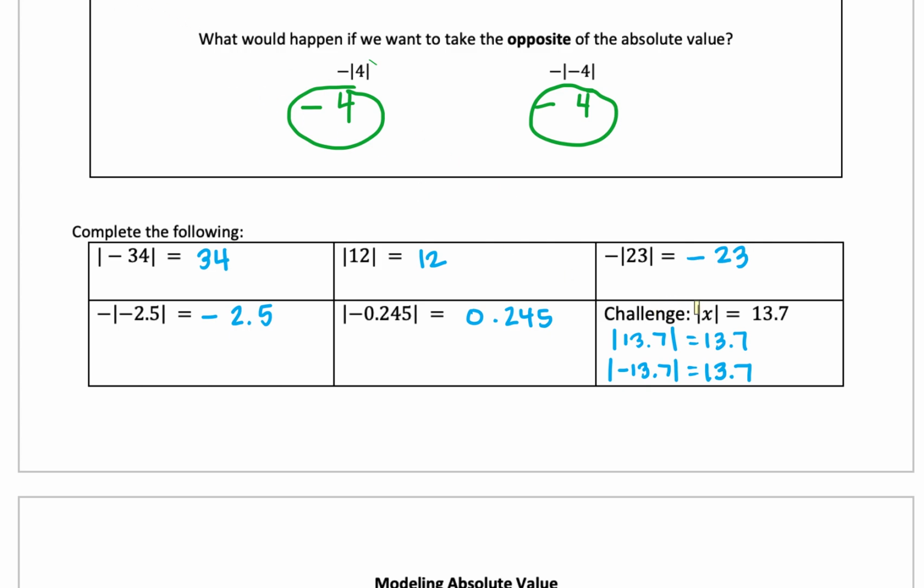So what that means is that for this problem, we can say that x could equal 13 and 7/10, or x could equal negative 13 and 7/10. So we really have two different answers here, and I can write it as x equals 13 and 7/10 or x equals negative 13 and 7/10. So hopefully you're able to try that challenge problem and see if you maybe at least got one of the answers right, but we do have two correct answers here.